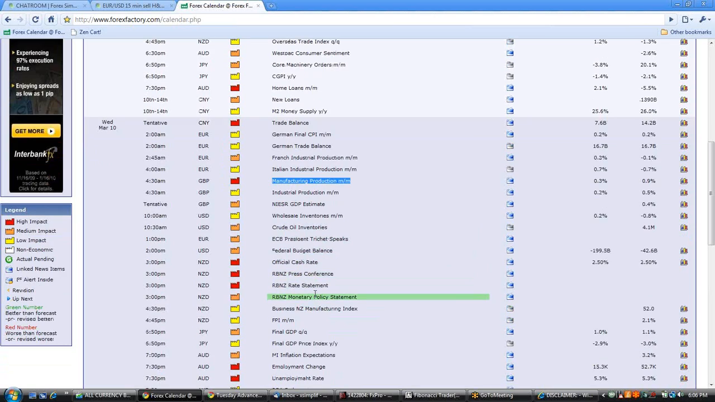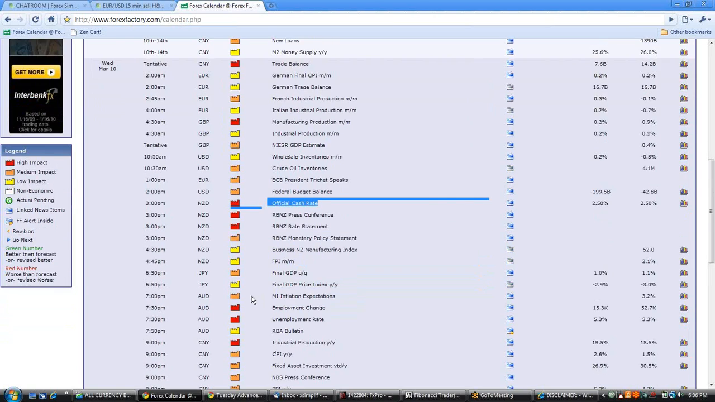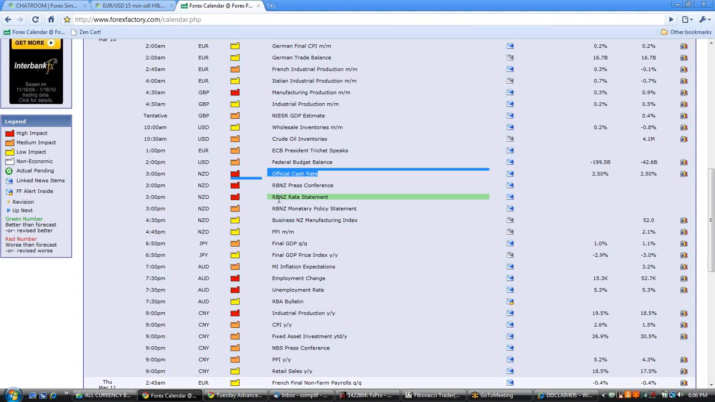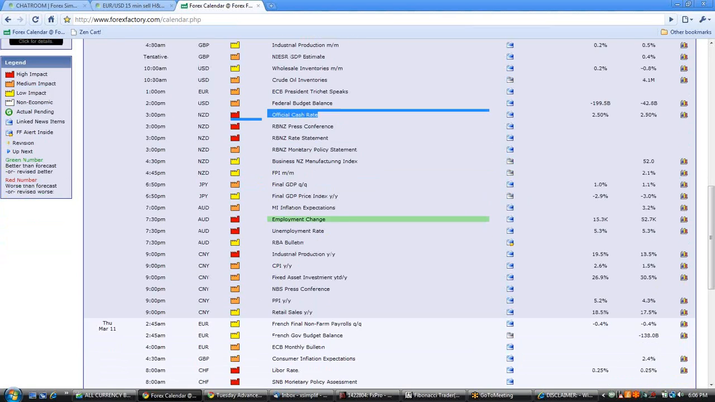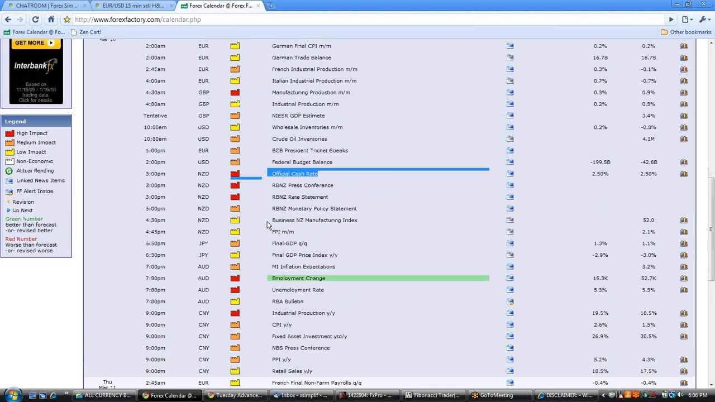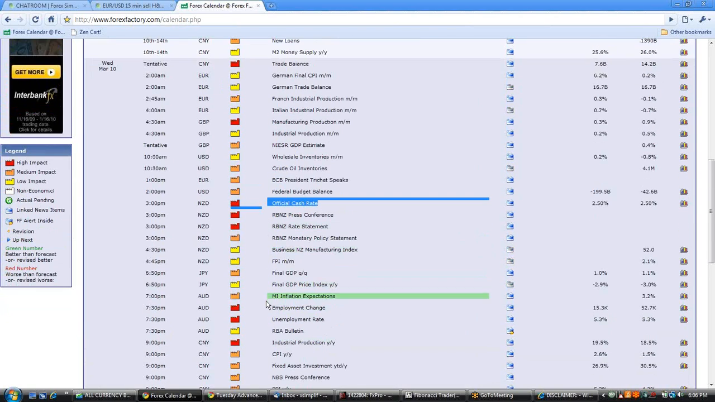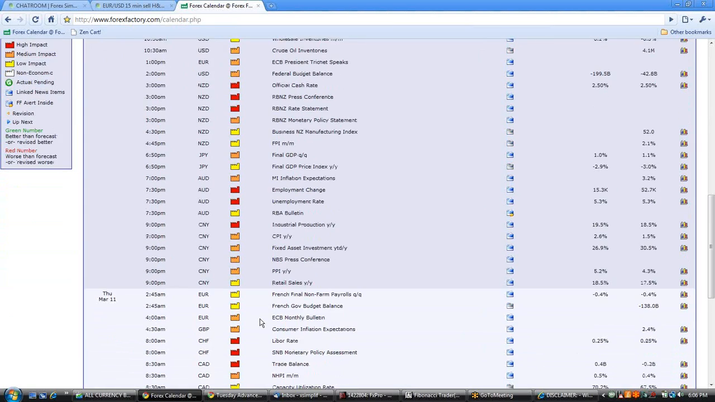During the US session in the afternoon, the New Zealand official rate, also press conference, Royal Bank of New Zealand rate statement. Another important news announcement on Wednesday afternoon is the unemployment change in Australia. That can move the market.